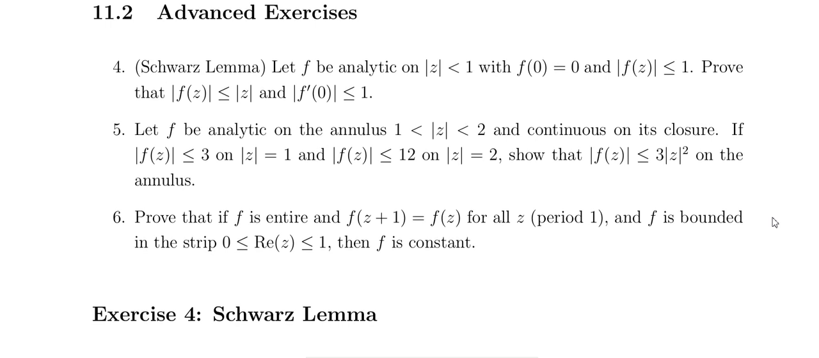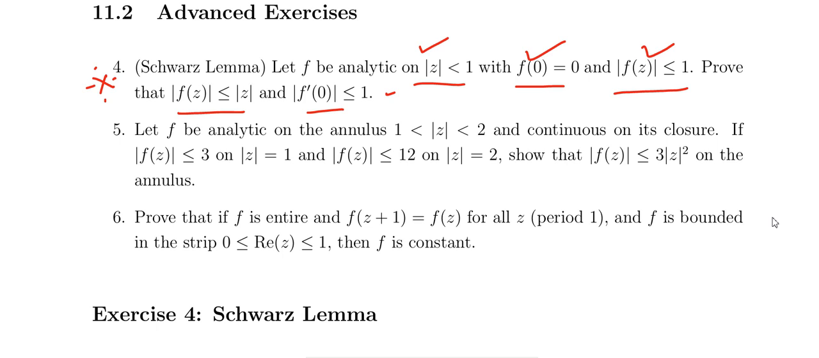That is called the Schwarz lemma. If f is analytic on mod z less than 1, f of 0 equal to 0, and mod of f of z less than or equal to 1, then mod of f of z is less than or equal to mod z, and mod of f dash of 0 is less than or equal to 1. Under the conditions that the function is analytic, f of 0 equal to 0, and mod of f of z less than or equal to 1, we get mod of f of z less than or equal to mod z and mod of f dash of 0 less than or equal to 1. This is a very important result.